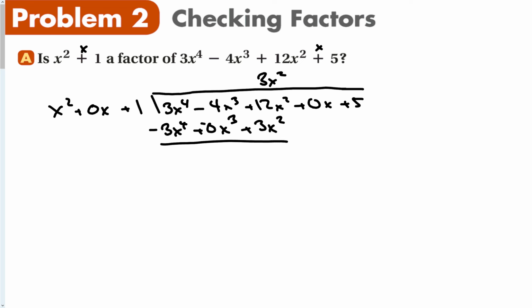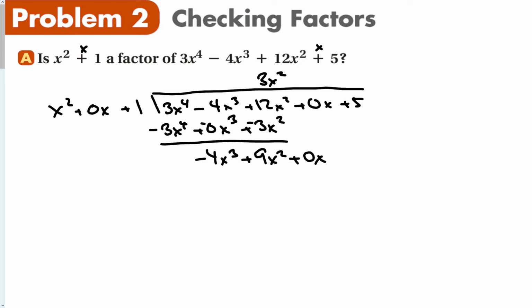Subtract. That doesn't matter. It's a 0. This turns to a negative. These two cancel. That's good. This turns into minus 4x to the third plus 9x squared, and bring down the 0x. Again, these zeros are just placeholders to be sure that you don't make a mistake.